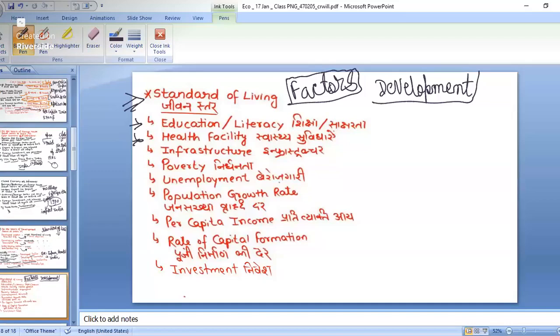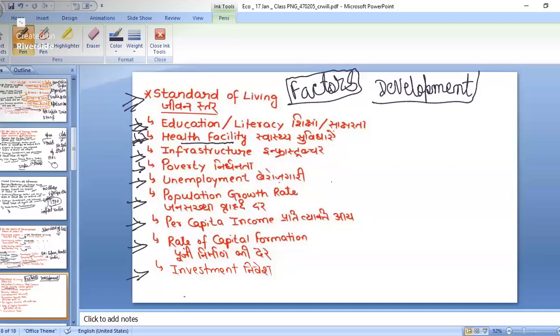So remember all this. We have education or literacy. Health facilities. Health facilities means all those hospitals, medicines, pharmacy, infrastructure, buildings, all those things. Poverty, whether countries have low poverty, more poverty, or no poverty. Unemployment. Then population growth rate, per capita income, rate of capital formation. Then we have investment.